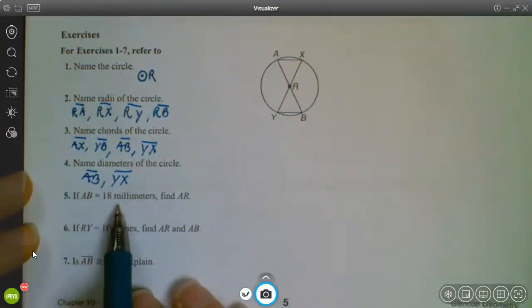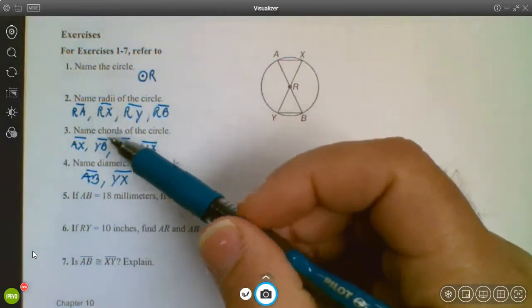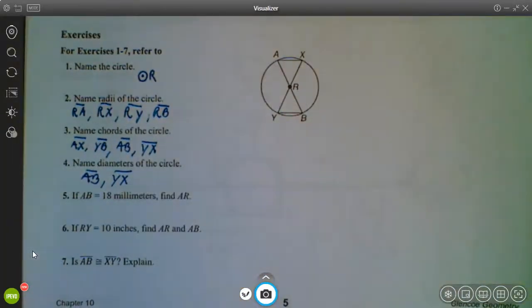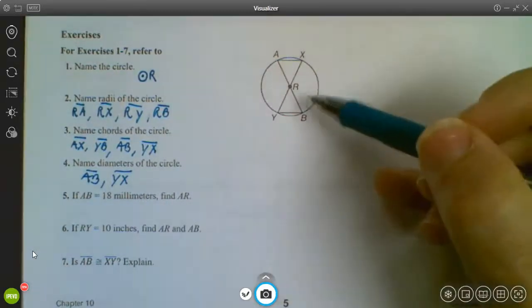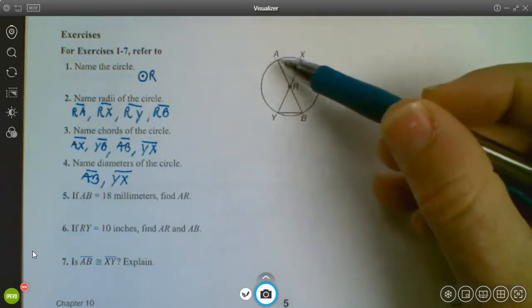All right, here we go. So little relationship testing. Guys, remember that when it comes to a radius and a diameter, the diameter is always twice the size of the radius. So if AB, the diameter, was 18, what would that make AR?